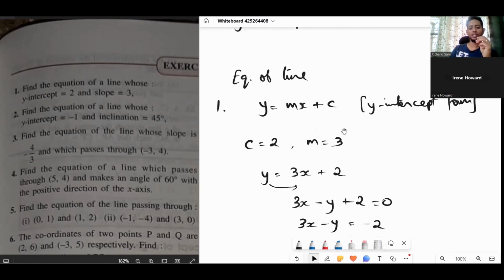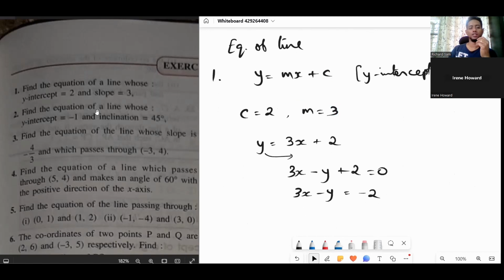To find the equation of the line, this is the first form. It's called the y-intercept form. Y-intercept form is y is equal to mx plus c. So in this, we will substitute m and c. So m was 3 in this question. Slope is 3. So m is 3. We put 3 in place of m. And c is the y-intercept, that is 2.